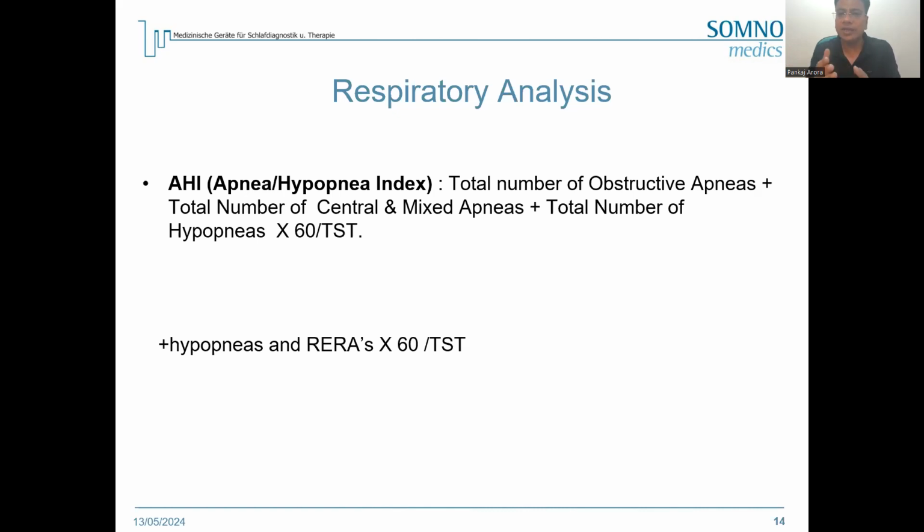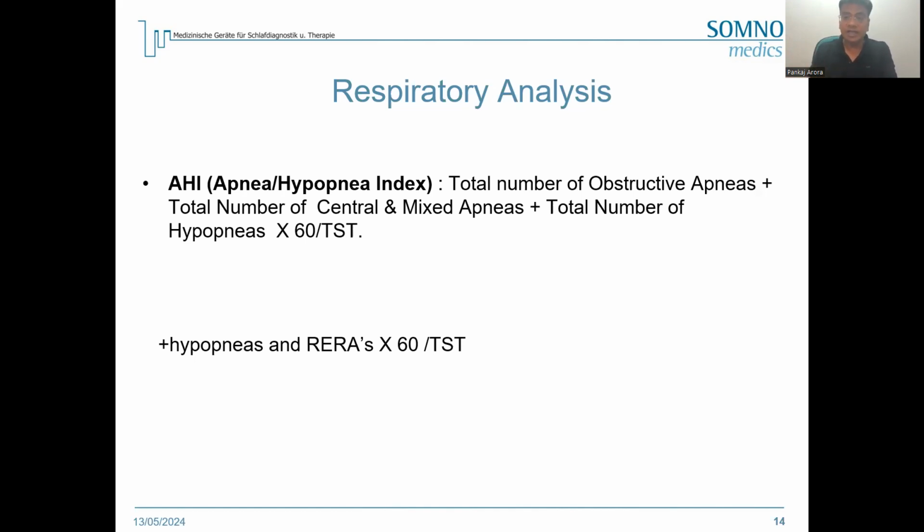Then you need to calculate the total number of obstructive apneas, the total number of hypopneas, and the total number of central apneas. So what are central apneas? When your brain does not send a signal to your body to breathe, that is called central apnea. You need to see the total number of obstructive apneas, hypopneas, central apneas, and mixed apneas. You add all these apneas, divide by total sleep time, multiply by 60, which will give you the apnea hypopnea index.